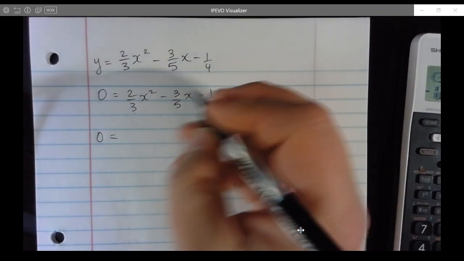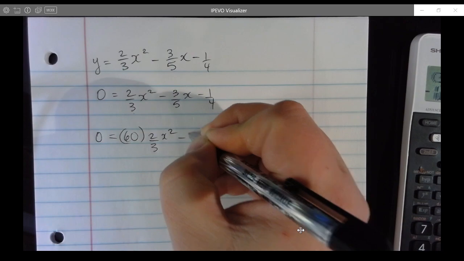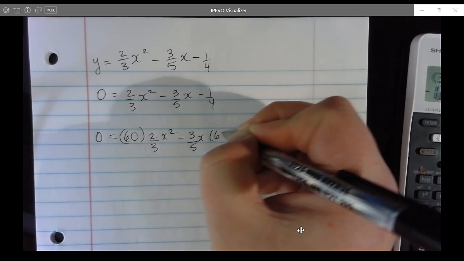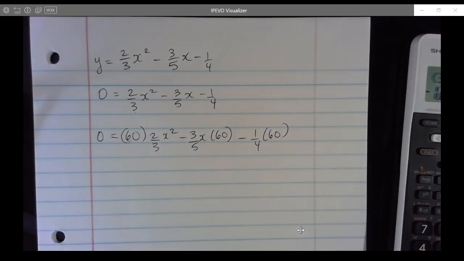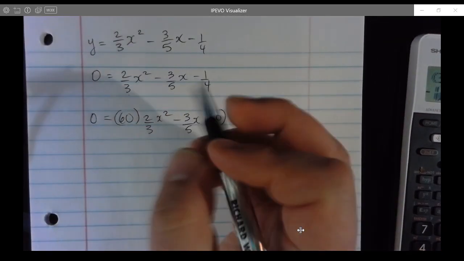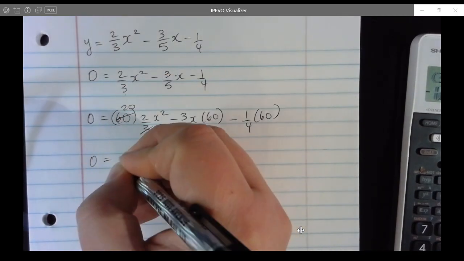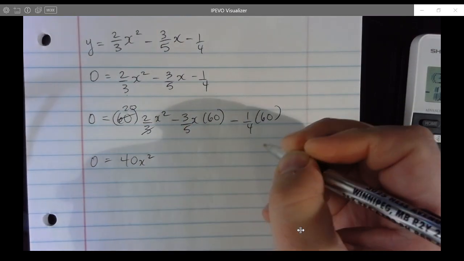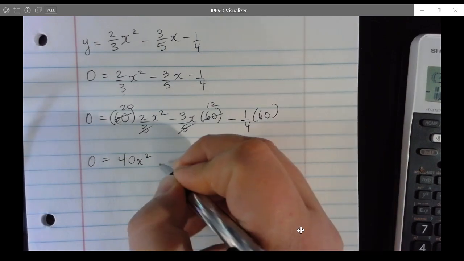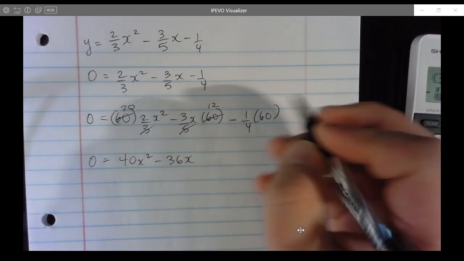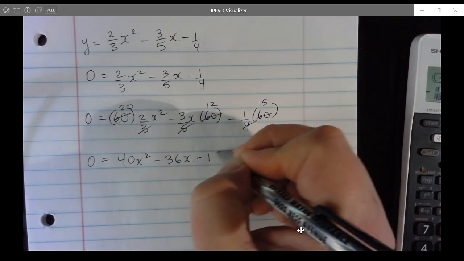So 0 is equal to 60 times 2/3 x squared minus 3/5 of x times 60. I'm timesing all the terms here by 60, minus a quarter times 60. All right, what kind of numbers will I get when I do that? Well, 3 is going to go into 60 20 times, so I'm going to get 40x squared. 5 is going to go into 60 12 times, so that's minus 36x. And 4 goes into 60 15 times, so minus 15.